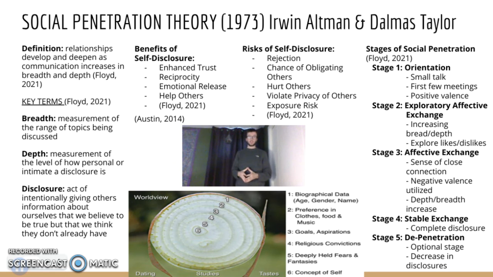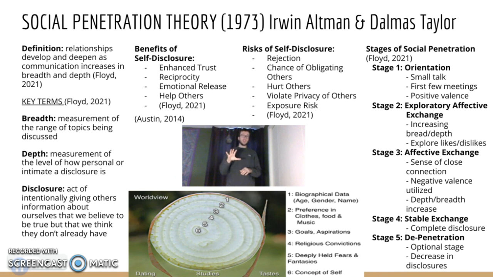And stage 4 is stable exchange. This is complete disclosure. Anything goes. I mean, sometimes relationships will stay within, referring to the picture, maybe the 3 layer, where it's just kind of goals and aspirations, and that's all the deeper the relationship goes. Whereas some other relationships may be more comfortable going down to that 5 and 6 range within the relationship. And that is all stable exchange at stage 4 of social penetration. And that's the deepest level of social penetration while maintaining a relationship.